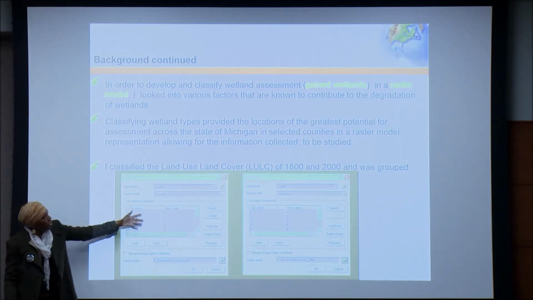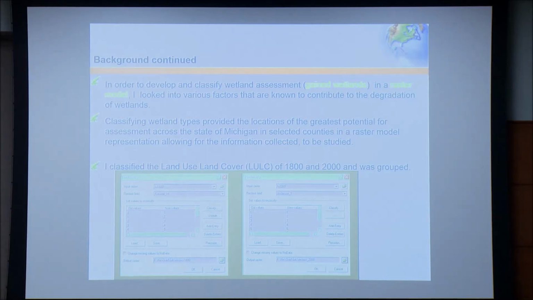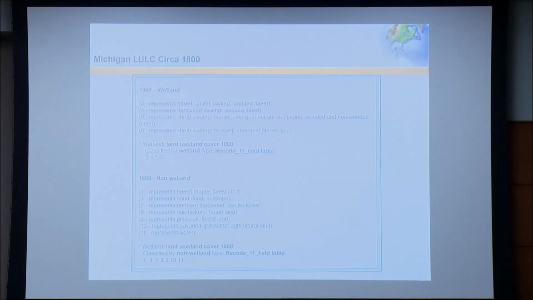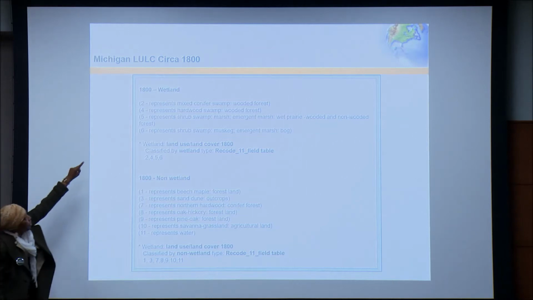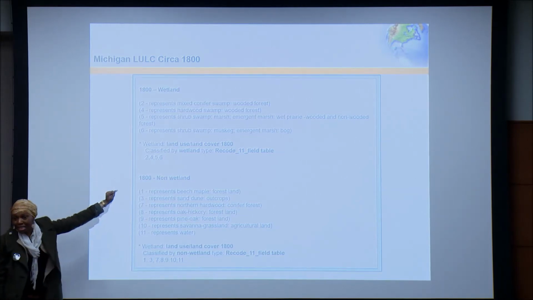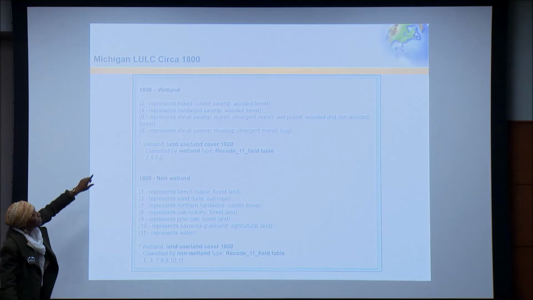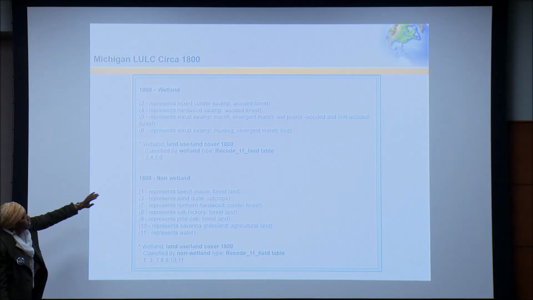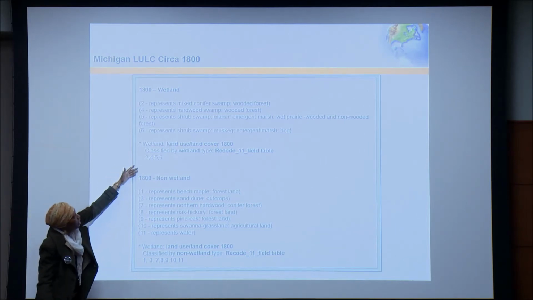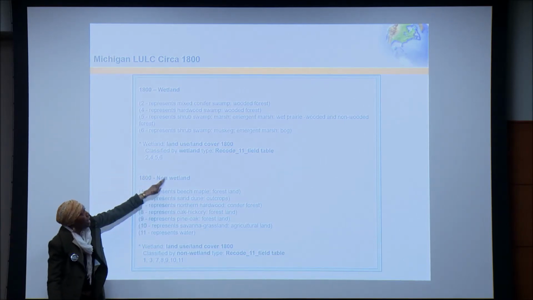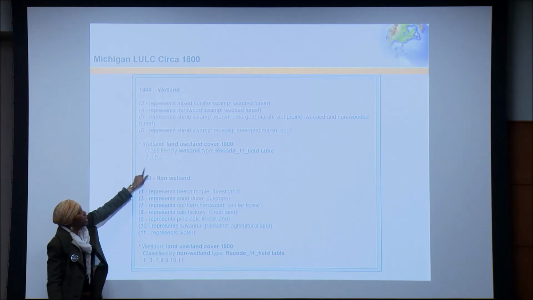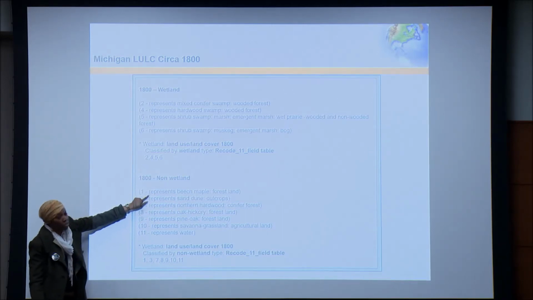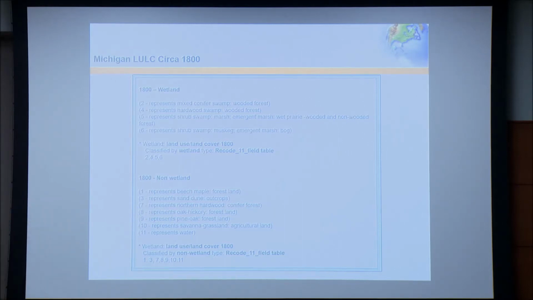Okay, so this is for the 1800, and the other one is for the 2000. Here at the top are the values of what they represented. For example, 2 represented mixed conifers and different types of wetlands, 4 represented hardwood, and 5 represented shrubs, marsh, emerging marshes and riparian. Then here, the land use land cover 1800 is classified by type by that field table, and these are the numbers here. The same process applies.